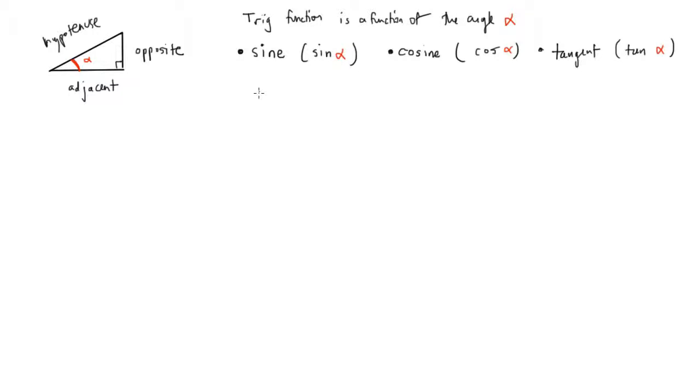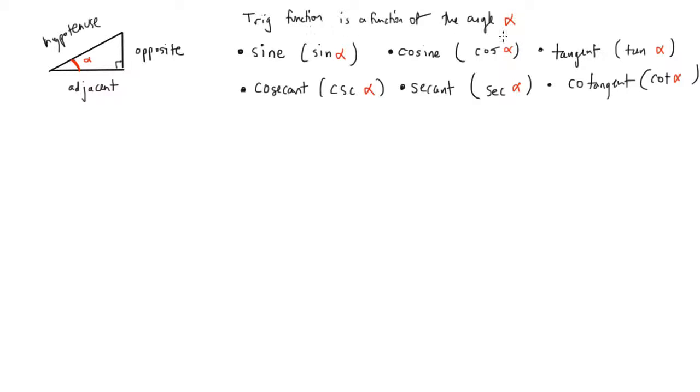And then there are 3 more to go with it, one called cosecant, C-O-S-E-C-A-N-T, and that's abbreviated CSC, so it's CSC of alpha. And then there is secant, and that's abbreviated SEC of alpha. And then we have cotangent, COT of alpha.